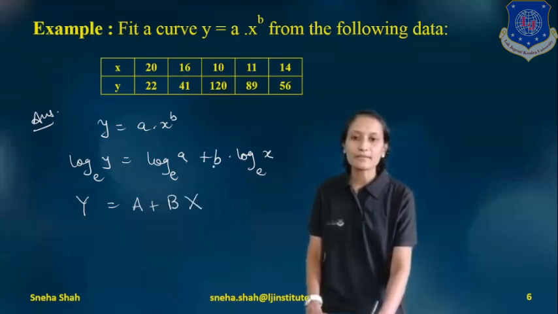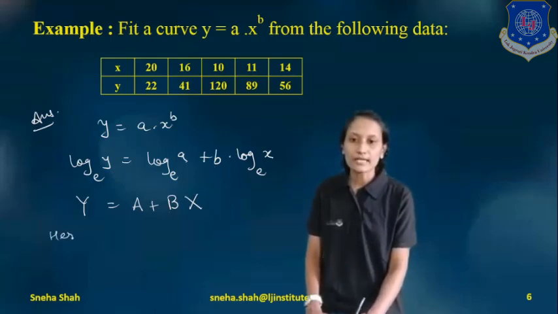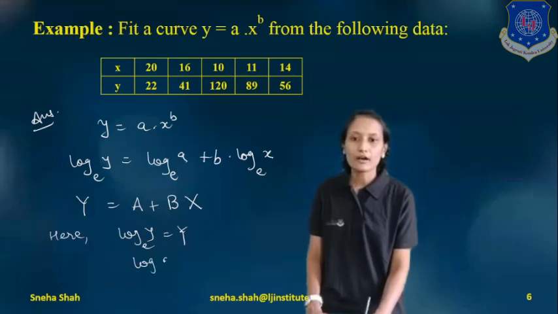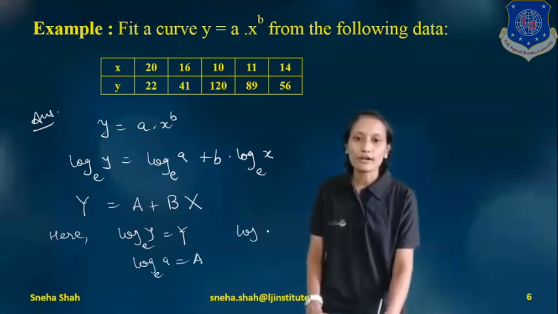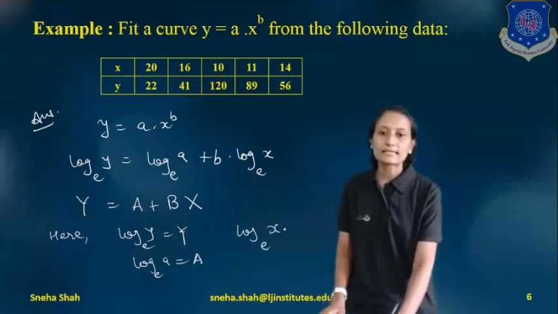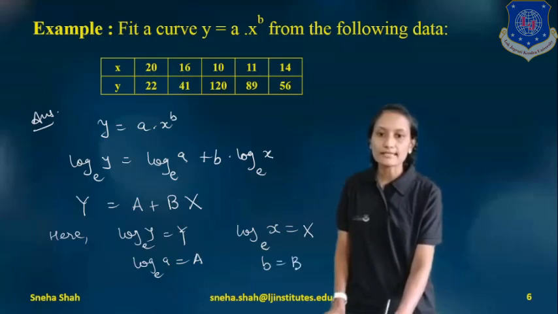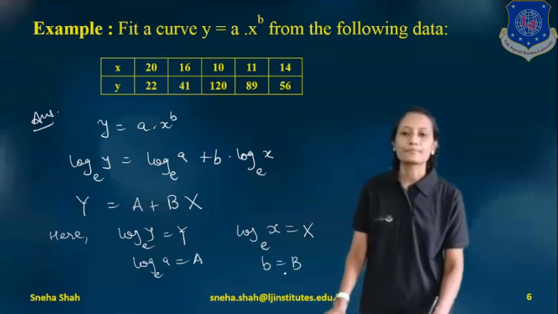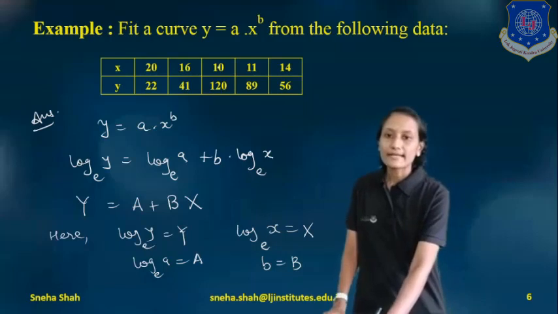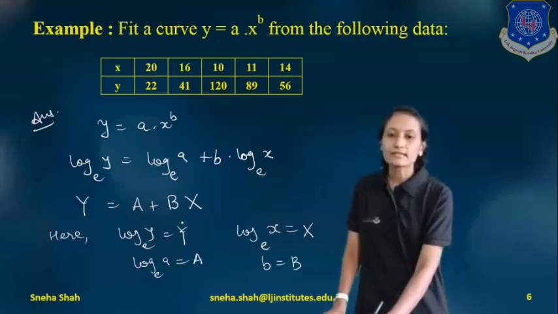So the value of capital B equals directly small b. So here we have taken log y base e equals capital Y, log a to the base e equals capital A, log x with the base e equals capital X, and small b is directly equal to capital B. Okay. Now by taking this table, we will find the values of the different terms.